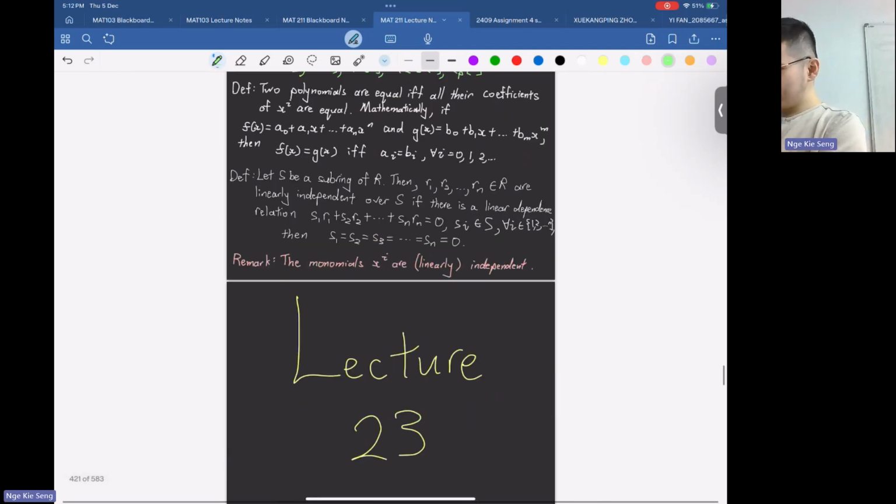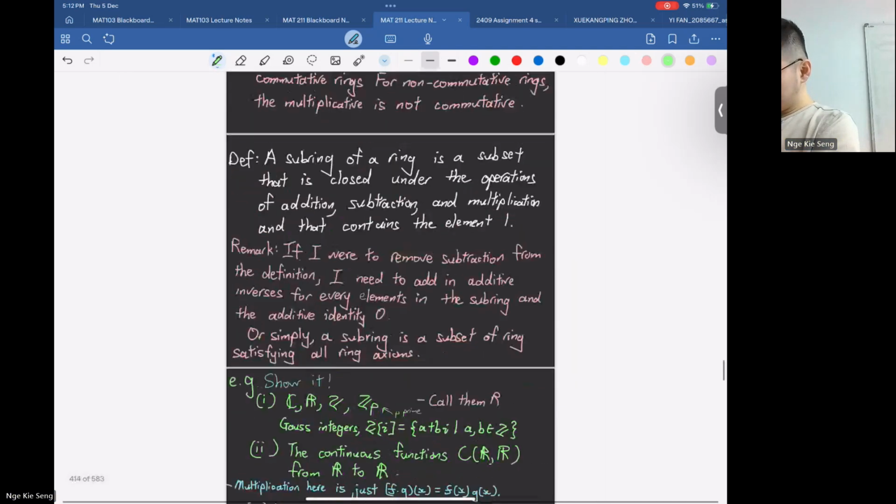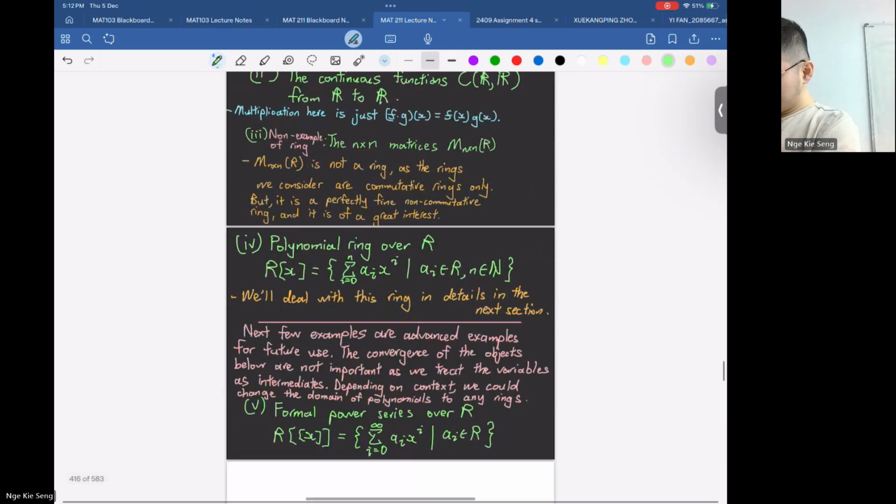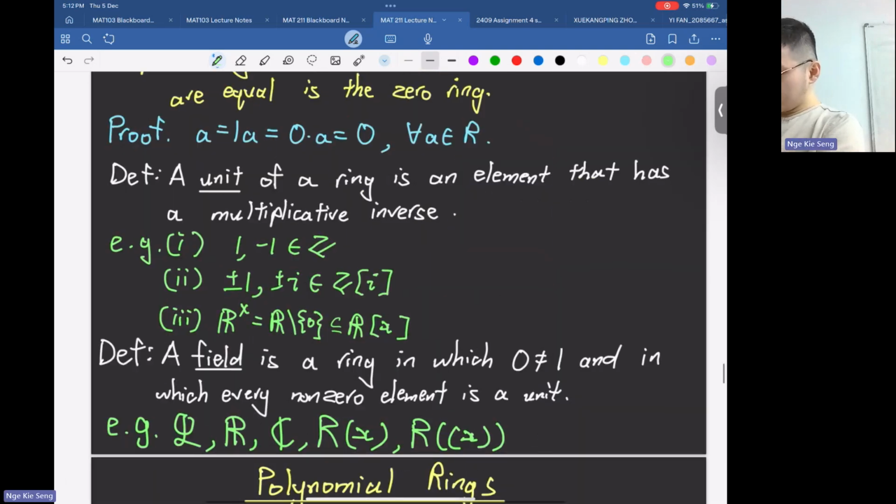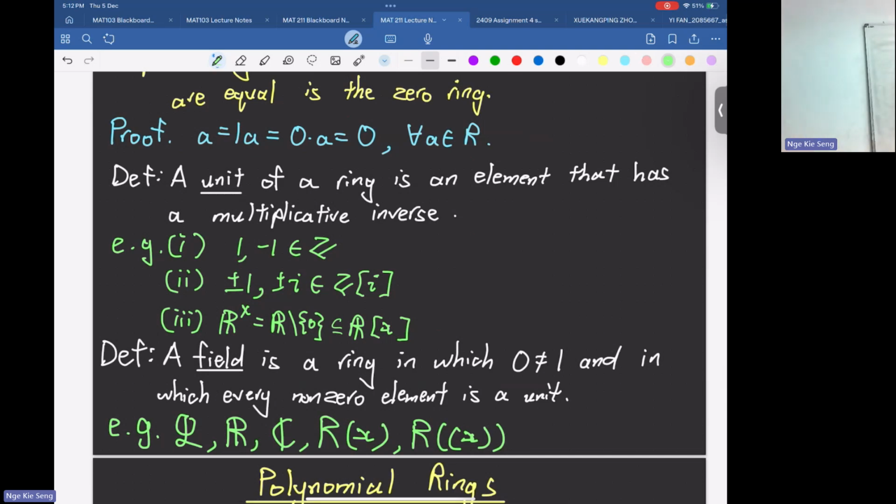You sure? So what's the definition of a field? A ring where 1 is not equal to 0 and every non-zero element is a unit. Just non-zero elements. So does 1 have an inverse in Z_3? 1 times what equals 1? 1. Okay, does 2 have an inverse in Z_3? 2 times 2 is 4, and 4 is 1 mod 3. Okay.